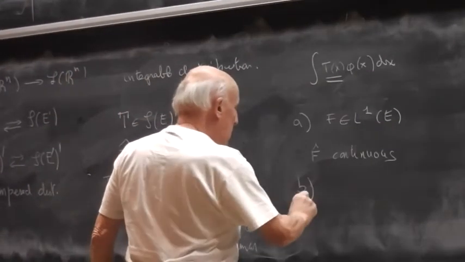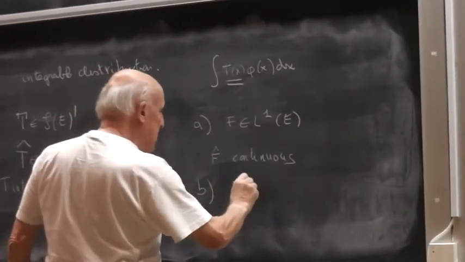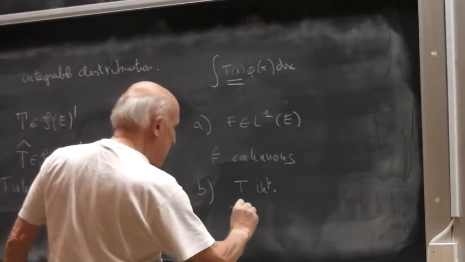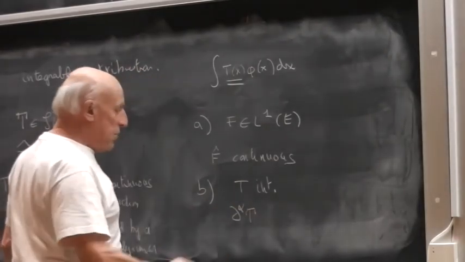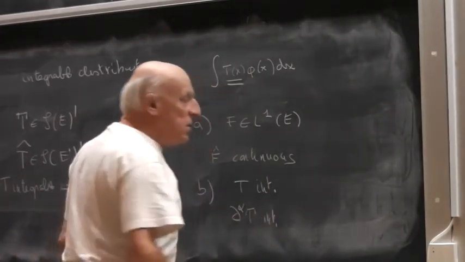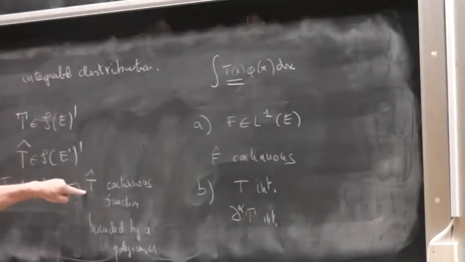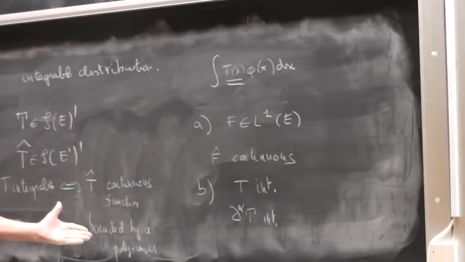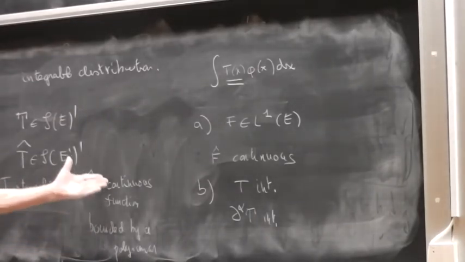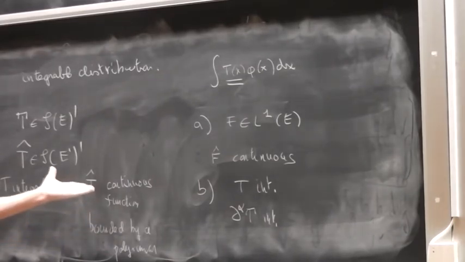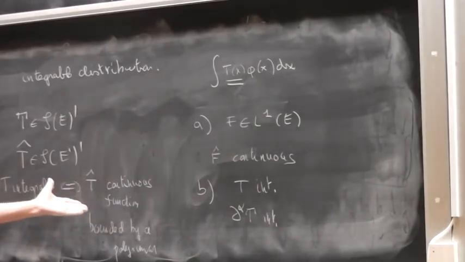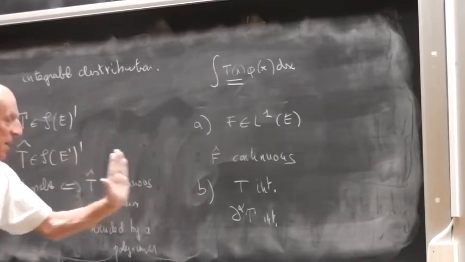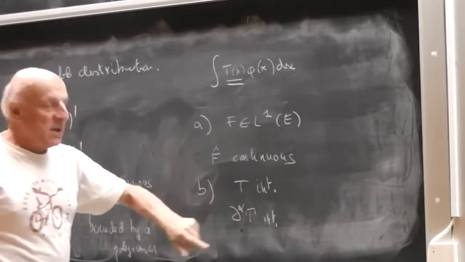Second, if T is integrable and you apply a partial derivation of any order, it's again integrable, because it amounts to multiplying T roof by a polynomial. And according to our property, it's clear that if T roof satisfies this property, you can multiply it by a polynomial and it's still satisfied. So you have the freedom to multiply by a polynomial here.